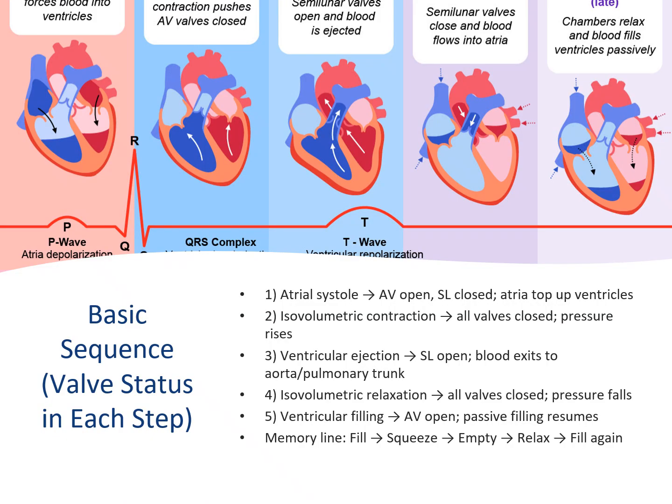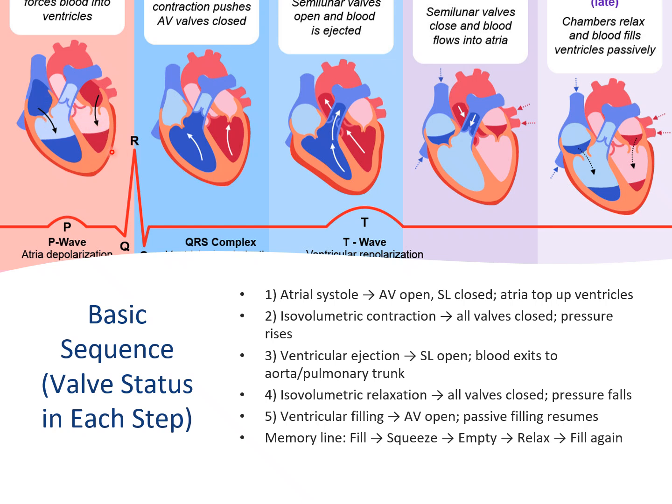So now that we understand what the cardiac cycle is and how long it lasts, let's take a quick overview of the events that occur within that single 0.8 second heartbeat. Every heartbeat follows the same fundamental rhythm: filling, then contraction, ejection, relaxation, and filling again. So let's start with the first part, that's atrial systole. The atria contract gently to the top of the ventricles.